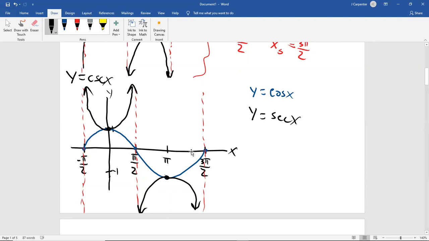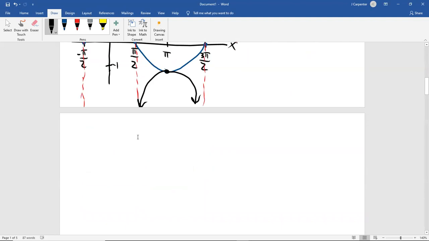So next we're going to talk about tangents and cotangents. Tangent of x, lowercase t, and cotangent of x have the same A, B, and C, but the period is instead of 2 pi over B, it's simply pi over B.